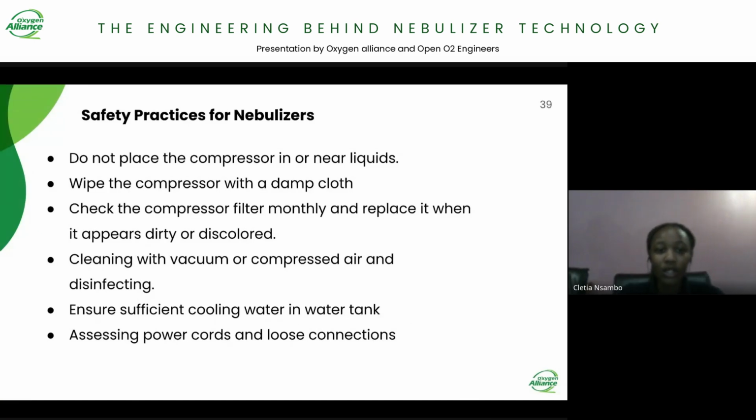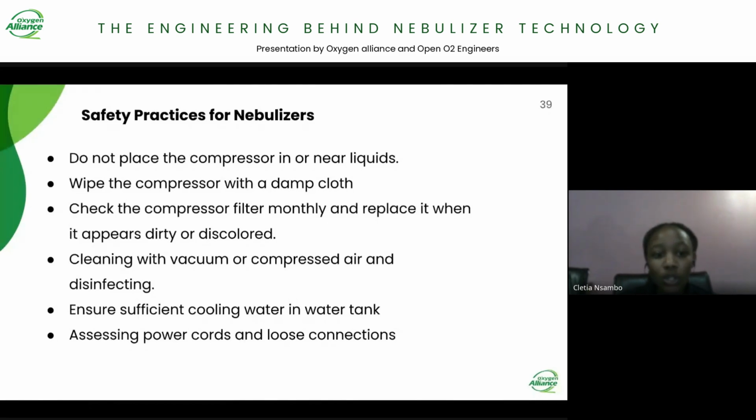So I'll just take you through the last slide, which is safety practices for the nebulizers. The first one is do not place the compressor near liquid. This is a safety reason, as the title says. When maintaining or operating these nebulizers, the compressor should not be near liquid, because it can cause electrical shocks or damage to the compressor.